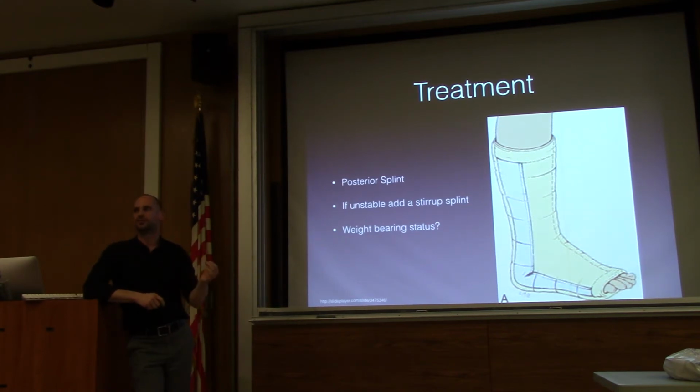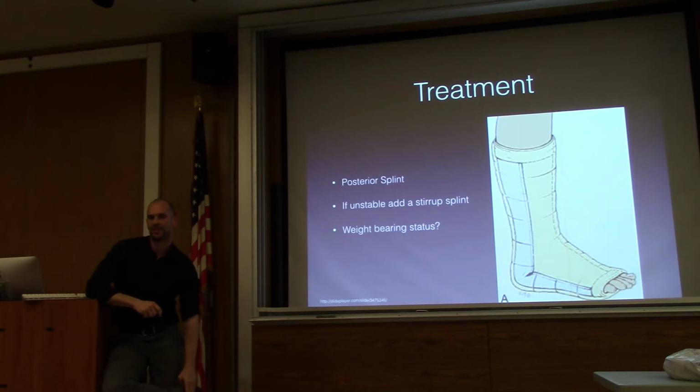What are you concerned about with the rupture, right? You're concerned about the deltoid ligament. The deltoid ligament is where? It's on the medial side. So if you have that fracture, what I want you to do is, after you've placed your stirrup splint, press medial to lateral.